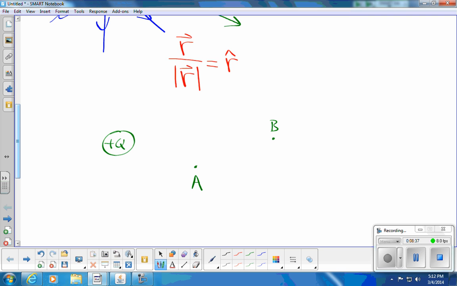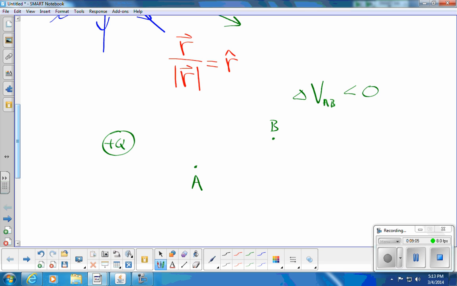By the way, it matters if I go from A to B or if I go from B to A, because in one case I'll be traveling to a point of higher potential, and in the other case to a point of lower potential. I will tell you in advance that if I go from A to B, B is at a lower potential than A. I'm going to a point of lower potential. The potential difference, delta V from A to B, is going to be a negative number. It's going to be less than 0.